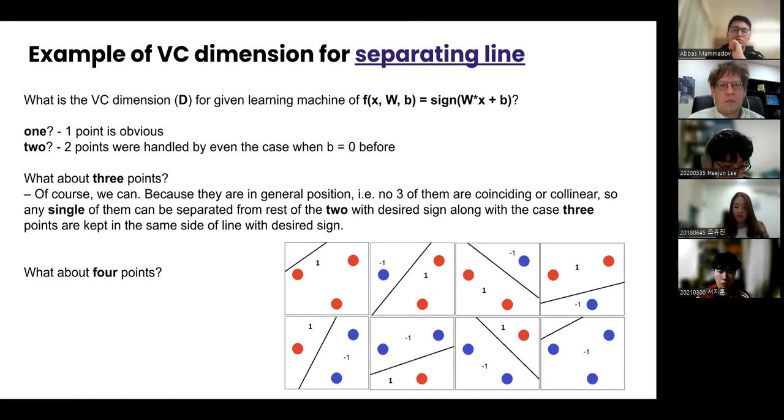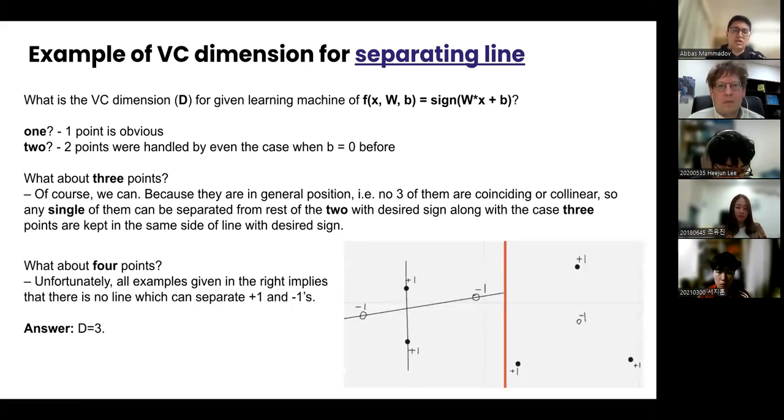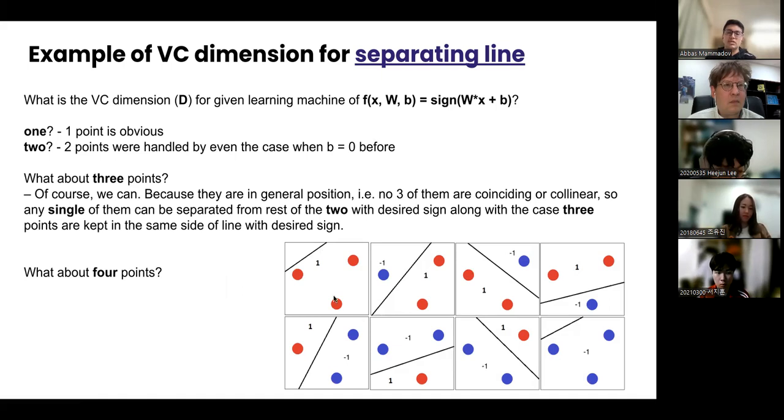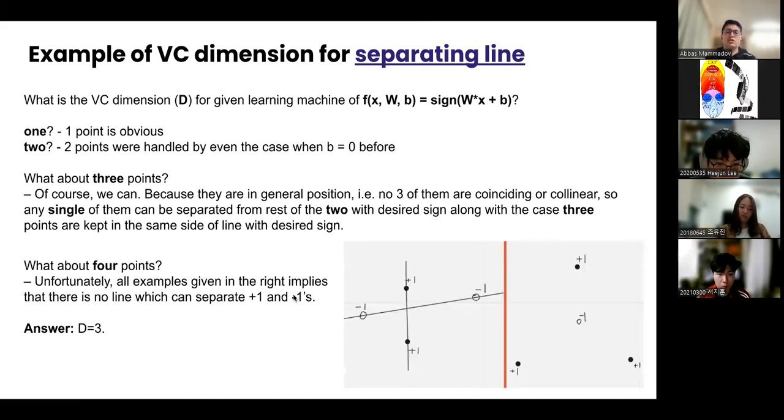So what about 4 points? Can we do 4 points? Unfortunately, in this case, we can't. For 3 points, we assumed a particular arrangement, but in the 4-point case, we can't assume that they are in some shape. We just know that they are in general position. And in general position, there are 2 possible arrangements of 4 points. Either they make a convex quadrilateral, or they make a triangle with a point inside of the triangle.